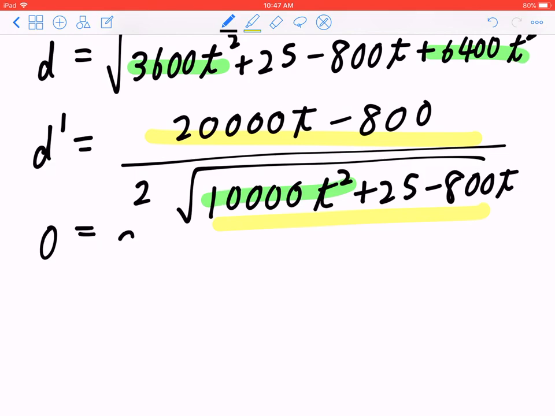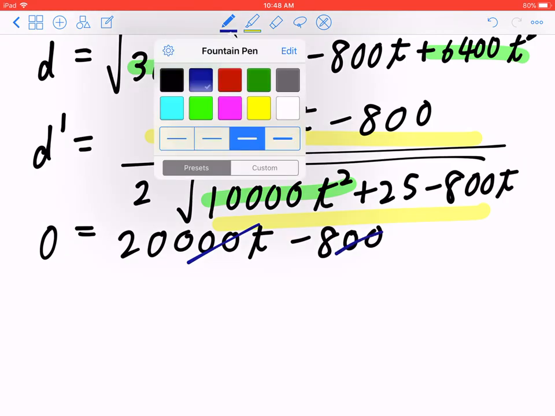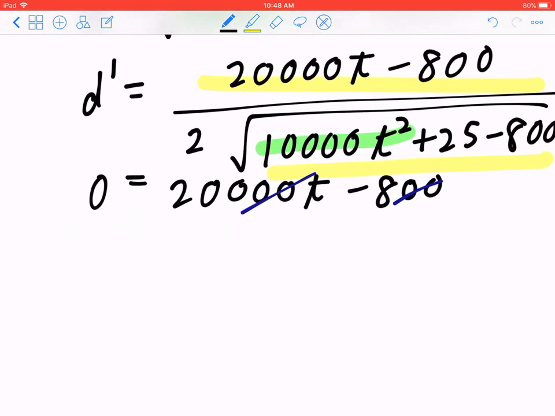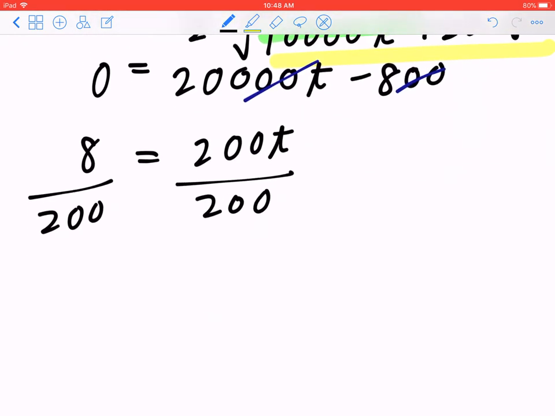Now, when you set this to 0, the only part that matters is the top. So again, we've talked about this one before. If you cross multiply or you can dismiss the bottom, you only focus on the numerator. Now, you can cross out the 2 zeros. You can divide both sides by 100. We're going to divide this by a little bit more. But if you bring -8 to the left, that's +8, which equals 200t. The opposite of multiplying is a divide. Time is going to be 0.04 hours.